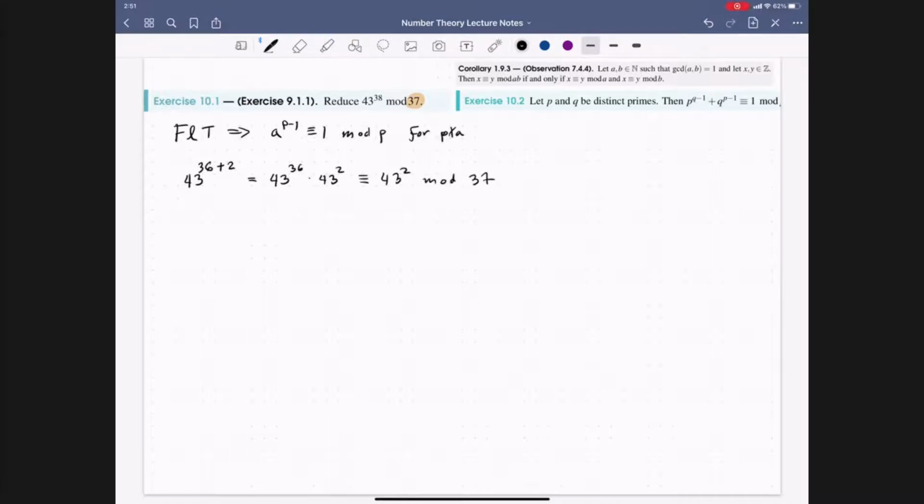But now 43 squared, we don't want to go ahead and do 43 squared. We instead want to ask, what is 43 modulo 37? And in this case, we have that 43 is going to be 6. So we can go ahead and replace the 43 with a 6. And now we have that that's 6 squared modulo 37, since 43 is congruent to 6 mod 37. And now this we can actually do by hand. We have this is 36 mod 37, and that concludes it for exercise 10.1. We just went ahead and did this by hand for this question.